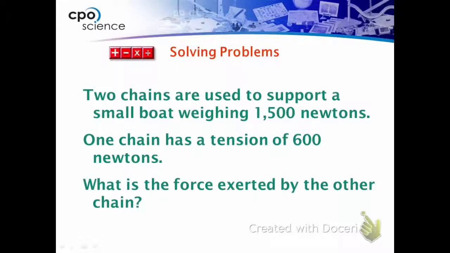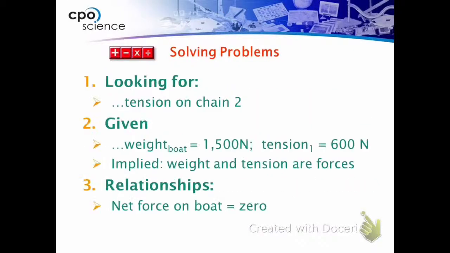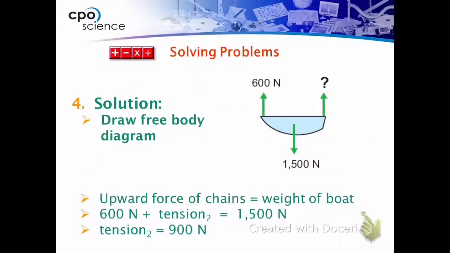Here's another example problem. 2 chains are used to support a small boat weighing 1,500 newtons. One chain has a tension of 600 newtons. What is the force exerted by the other chain? If you're ever having problems picturing something, I think it's always best to give it a draw. So here is a diagram of it. We've got the weight of the boat is 1,500 newtons. One chain is supporting it with 600 newtons. So now what is the tension in the other chain?